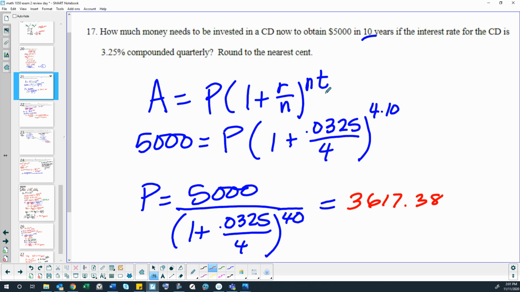Now, anytime you want to check an answer like that, you could always plug it back in forwards and make sure it works. So I could plug all those numbers back into the original formula: 3617.38 times 1 plus 0.0325 over 4 to the 40th power, and I get $4,999.99, which is pretty darn close to 5,000, just a little bit of a rounding error. So there we go.